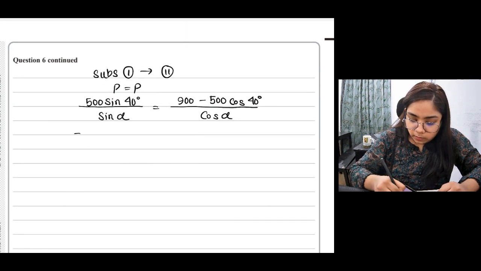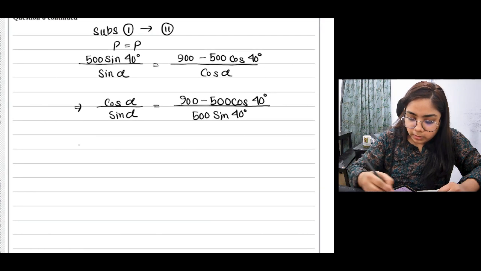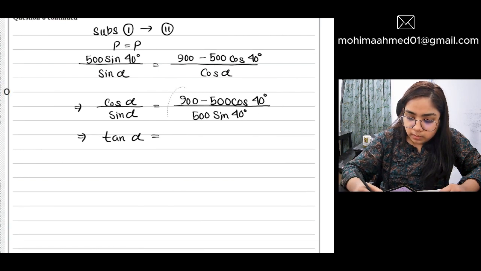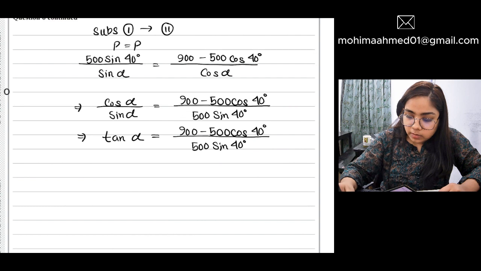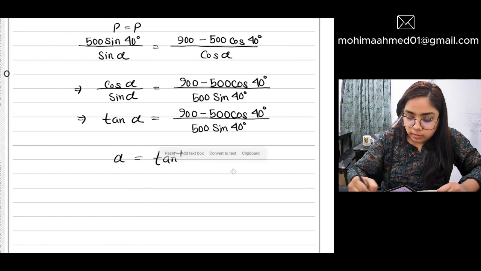What I'll do is that I'll cross multiply this very quickly, so that on the left hand side now you will have cos alpha over sine alpha, and this 900 minus 500 cos 40 degrees will be divided by 500 sine 40 degrees, which we can again clearly understand that cos over sine is 1 over tan, right? So this is tan alpha equals this entire fraction over here. So just copy it and paste it over here again, right? Similarly, if I want to calculate the value for alpha only, it will be just tan inverse and that fraction inside the bracket for the angle, right?